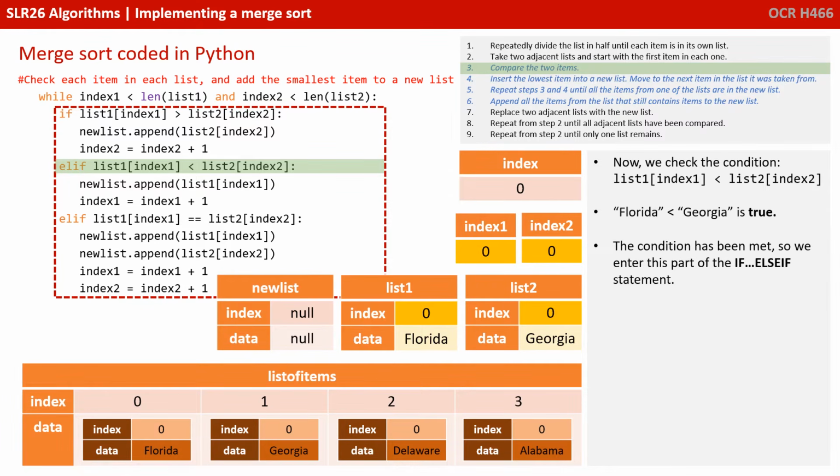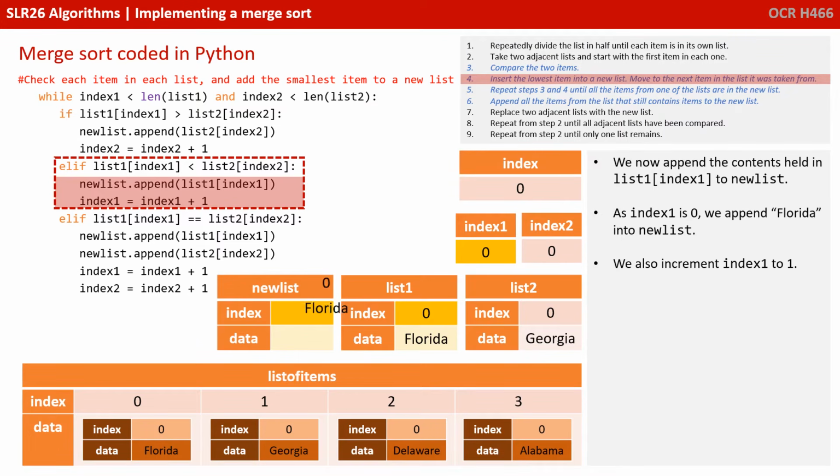So now we check the condition: list 1 index 1 less than list 2 index 2. So we're asking here, is Florida less than Georgia? Well, that's true. The condition's been met, so we enter this part of the if-else-if statement.